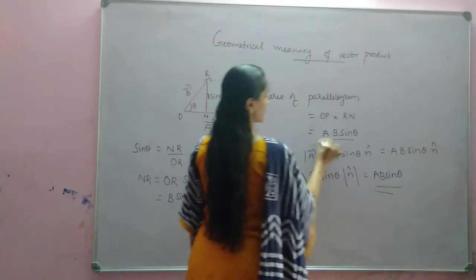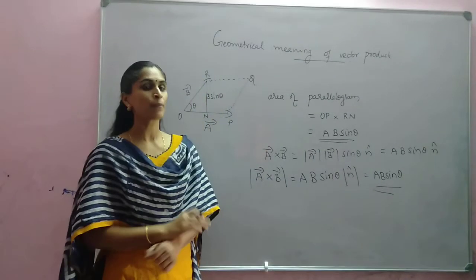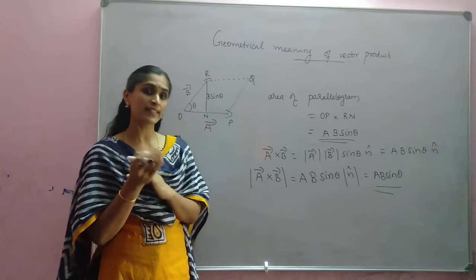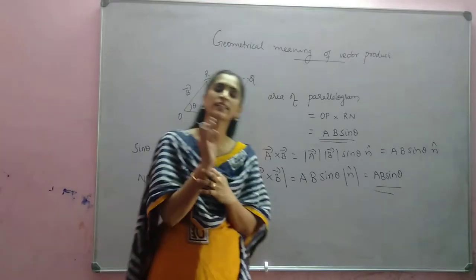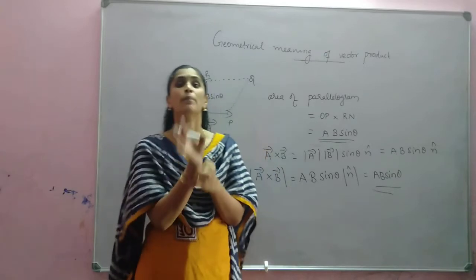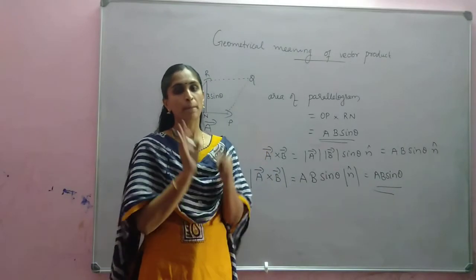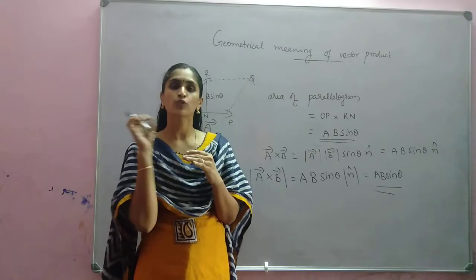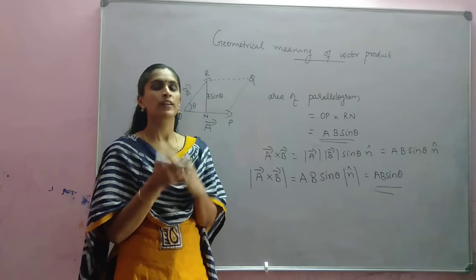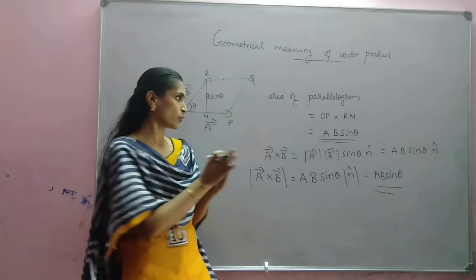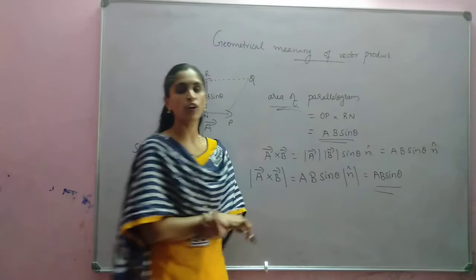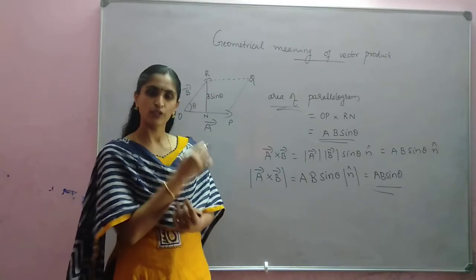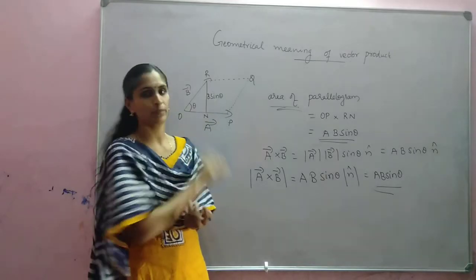So here also the result is AB sin theta. From that you can say that if two vectors are represented as adjacent sides of a parallelogram, and you find the magnitude of their vector product, that will be equal to the area of the parallelogram. So that is the geometrical significance of the vector product.